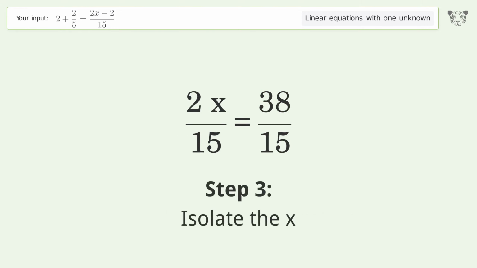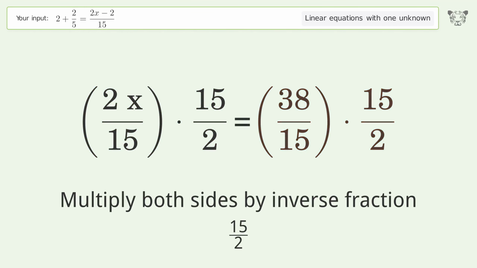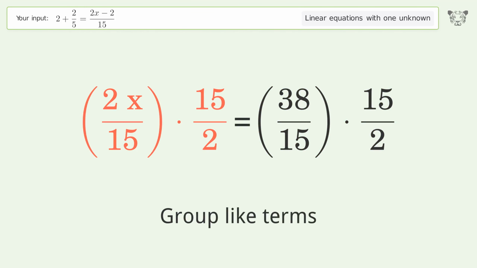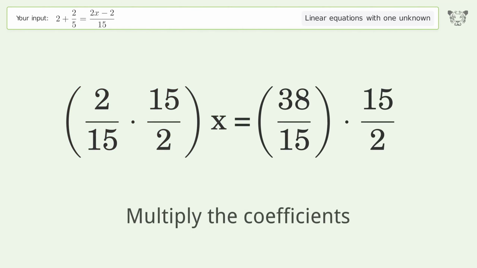Isolate the x. Multiply both sides by inverse fraction 15/2. Group like terms. Multiply the coefficients.